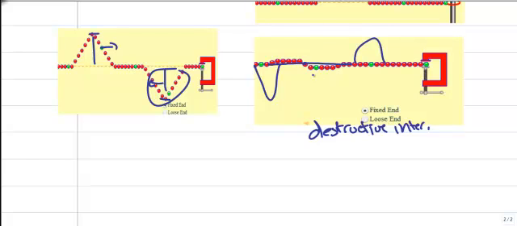Just abbreviate it there. This point right here where there's nothing is called a node. Okay, remember, we don't see this and we don't see this. We really see nothing.